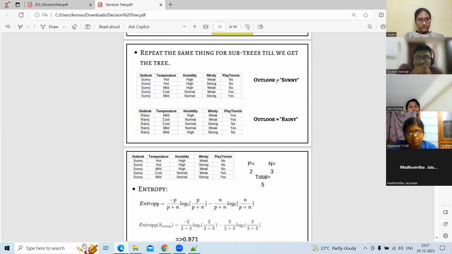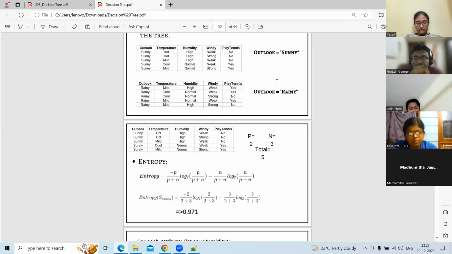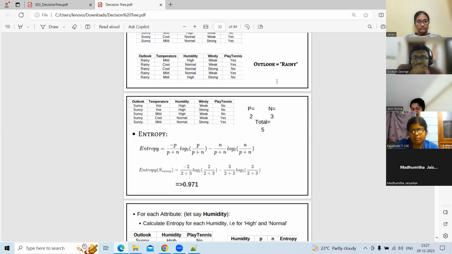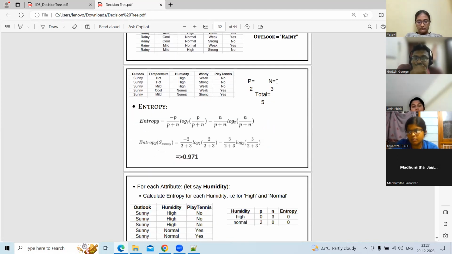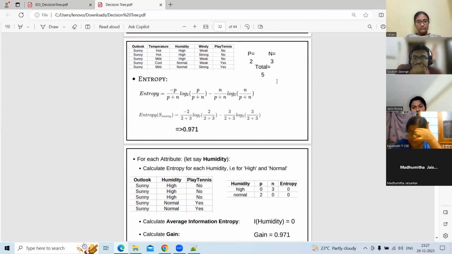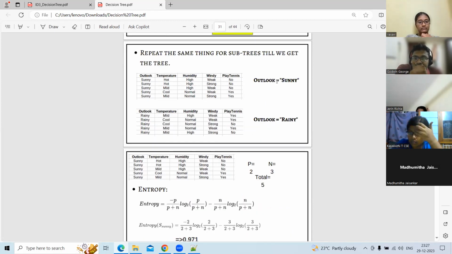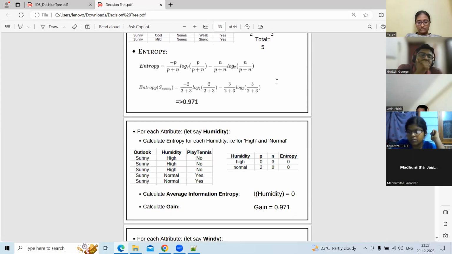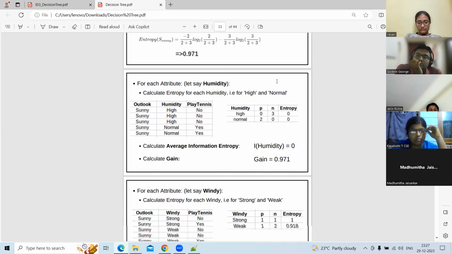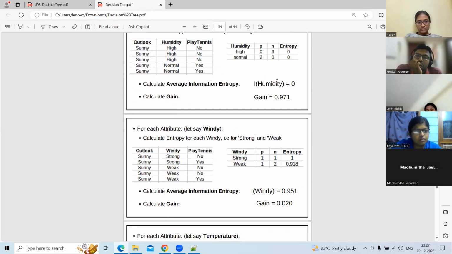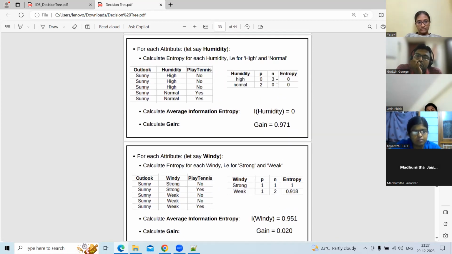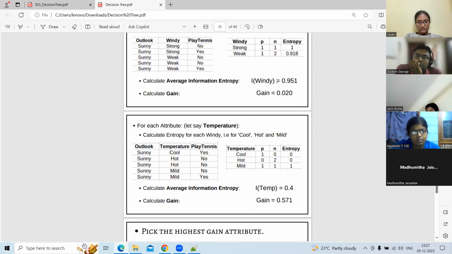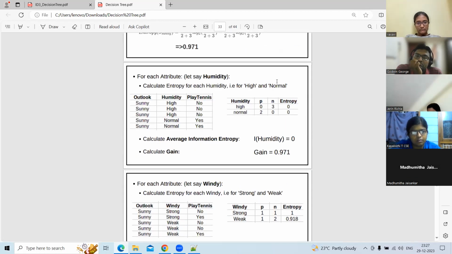Sarisha, over to you. Go ahead. Okay. So here, for outlook equal to sunny and outlook equal to rainy, we have calculated this entropy. Just go down the sunny path. So what are we going to deal with? We're going to deal with humidity and windy, is it? And temperature too. Yes. Okay, fine. So it's a repeat of the same process, right? Correct. Repeat of the same process.